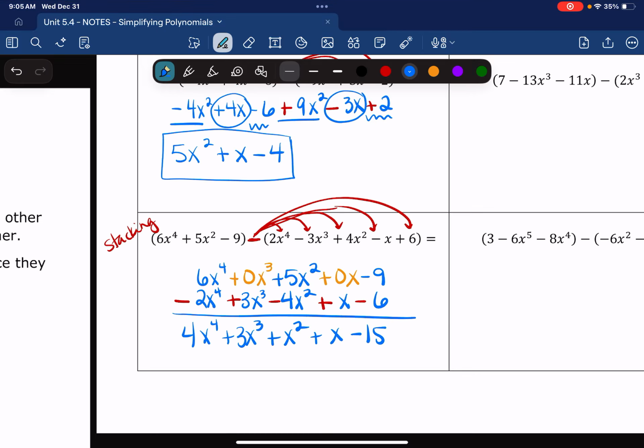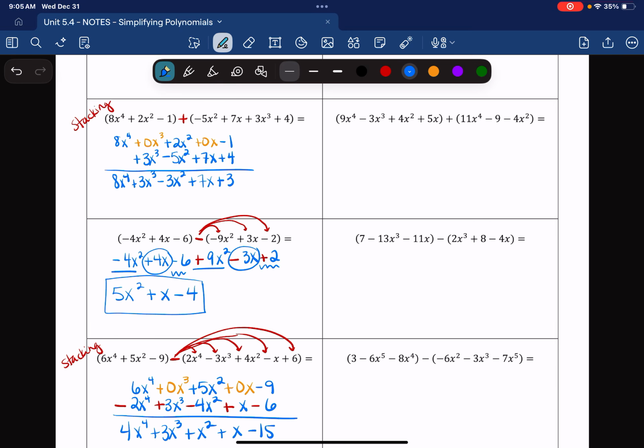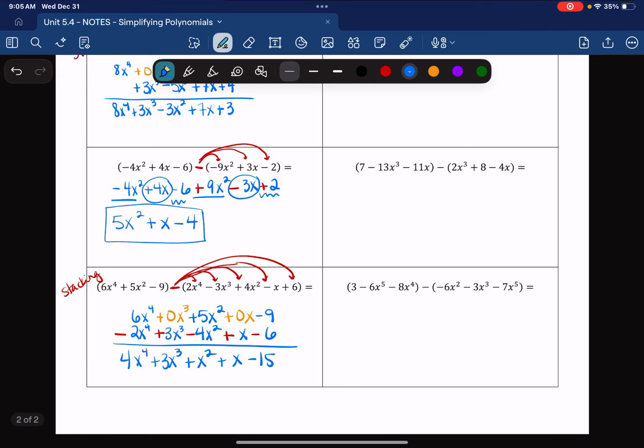So again, you can choose to stack, or you can choose just to identify like terms and combine them either way you like. It's just a preference. Whatever you choose is fine, but that's how you simplify and add and subtract polynomial expressions.